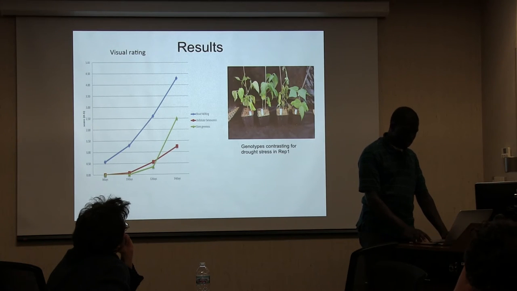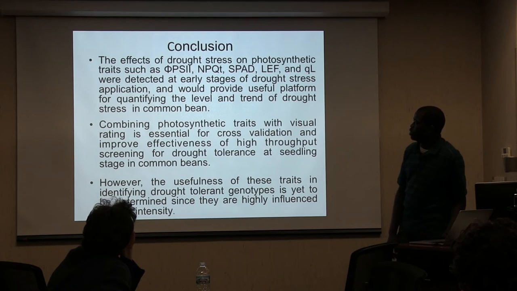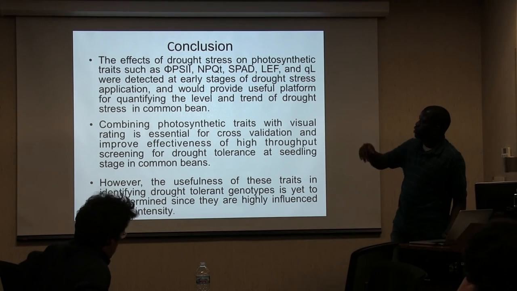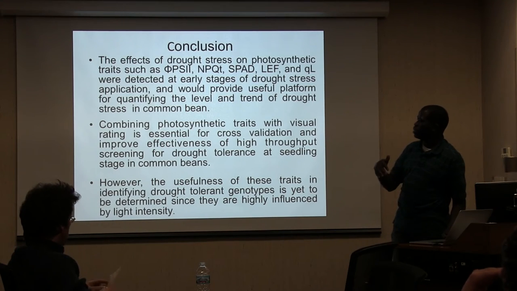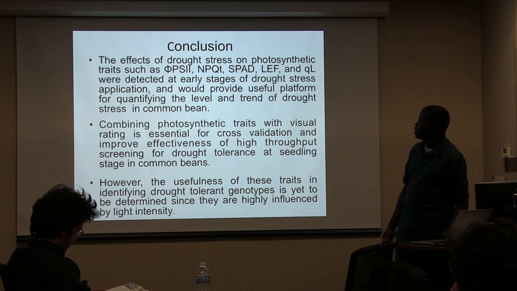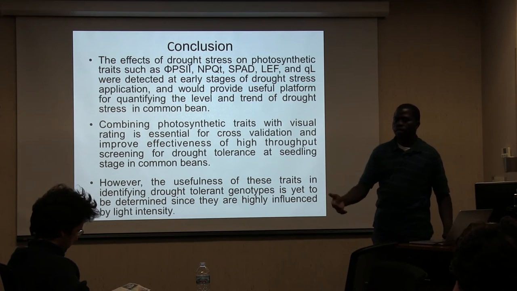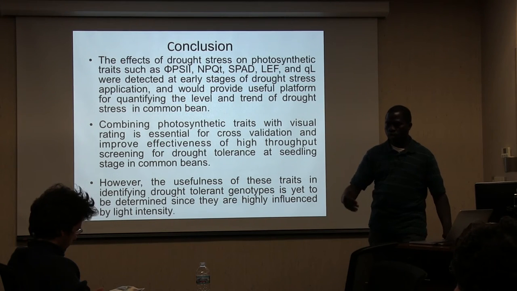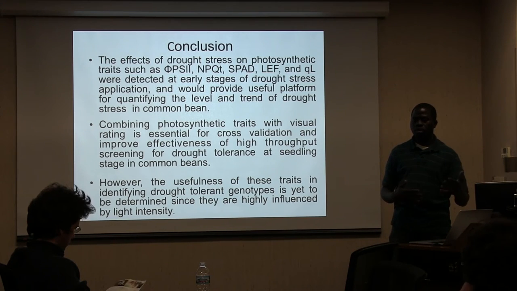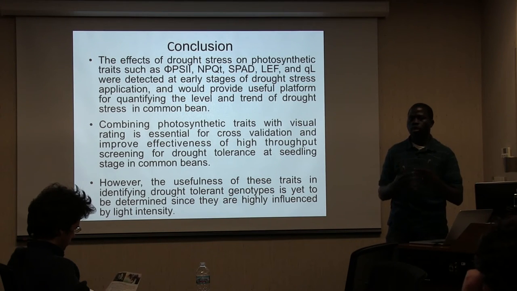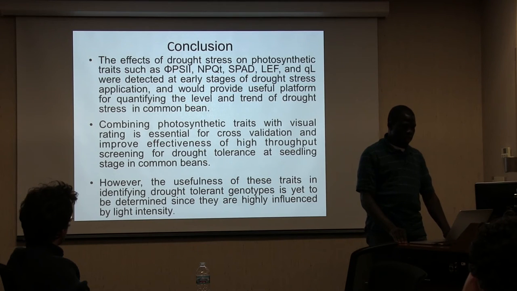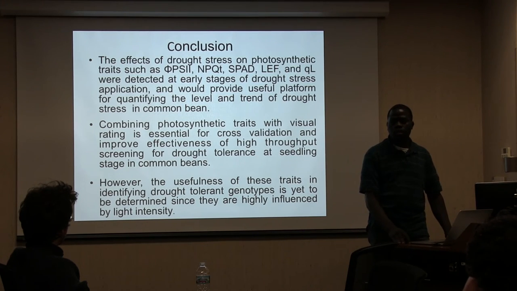So after doing all that, my conclusion is the effect of drought stress on photosynthesis: drought affects photosynthetic traits, Phi2, NPQ, SPAD, linear electron flow, and photoinhibition. And these are detected at an early stage, at the onset of the stress, and can complement the visual rating. So both the PhotosynQ measurement and the visual rating, if you combine them together, I think can be used for assessing and identifying traits for drought stress tolerance. And a major concern has been the issue of high light intensity.